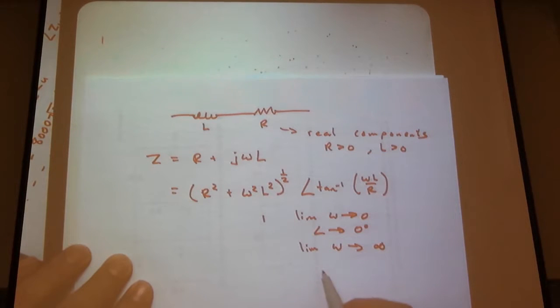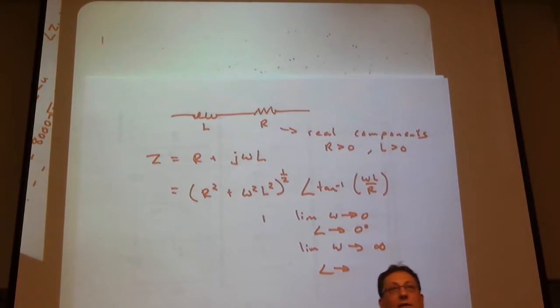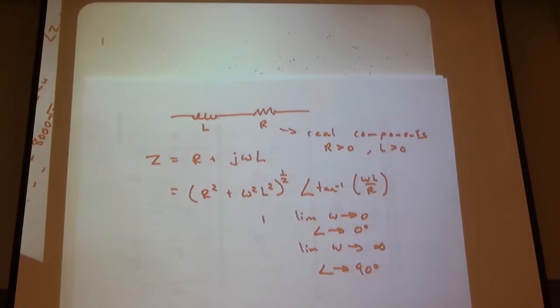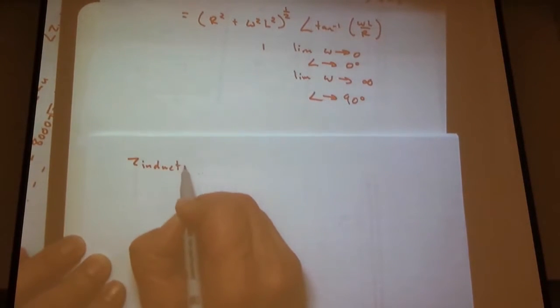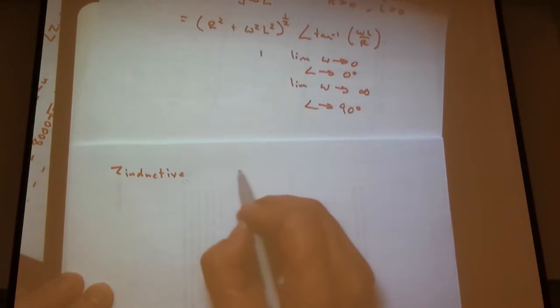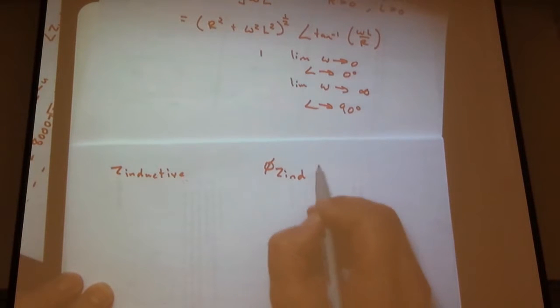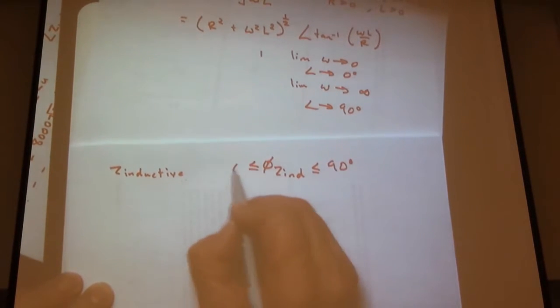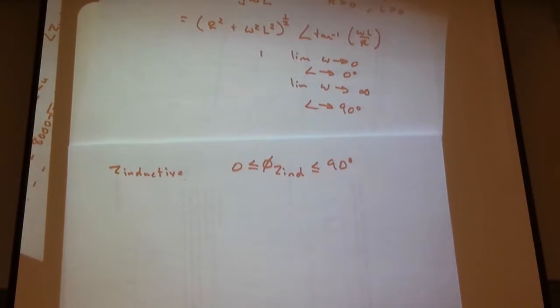Been a while for the inverse tangent? It's the inverse tangent of a very, very large number. 90. So what's our operating range if our impedance appears inductive? 0 to 90 degrees. That adds another little caveat on the previous page. So I can write it again: Z inductive. I'm not saying it's an inductor, it appears inductive. We can write the angle of Z inductive is less than or equal to 90 degrees and greater than or equal to 0. Probably should just write greater than 0 to be a little more rigorously correct.